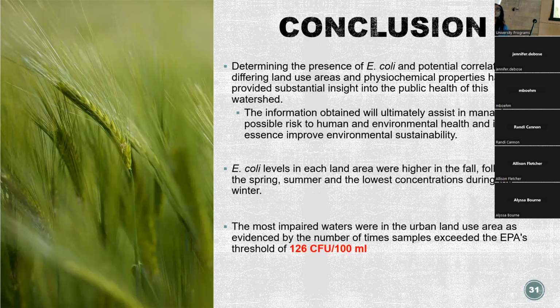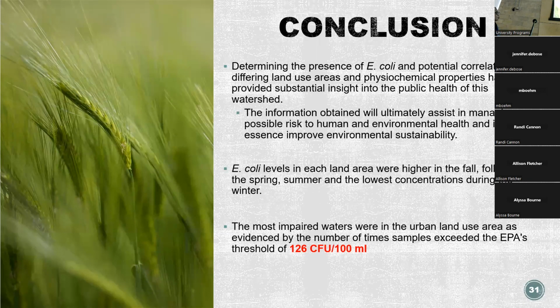And so determining the presence of E. coli and potential correlations to differing land use areas and physiochemical properties have provided substantial insight into the public health of this watershed. And so the information obtained here will hopefully assist in managing possible risks to human and environmental health, and in essence, improving environmental sustainability. And so the E. coli levels in each land area were higher in the fall, followed by the spring, the summer, and then the lower concentrations during the winter in most cases.